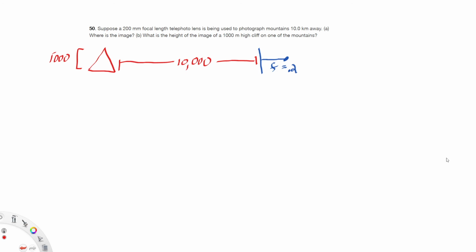First question, where is the image? Is this a converging or a diverging lens situation? Converging. Yeah, for sure. So we're going to expect a positive image distance, and positive image distance means that our image is on this side, on the right side of the lens somewhere.